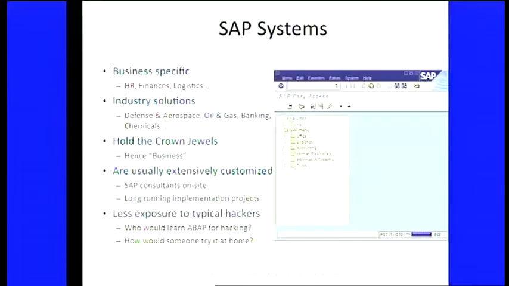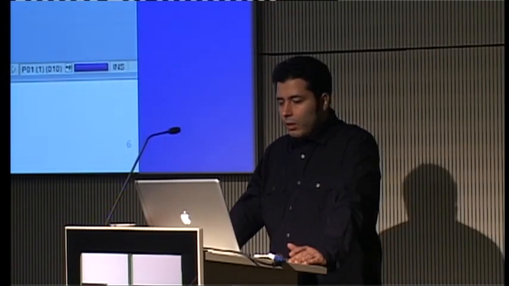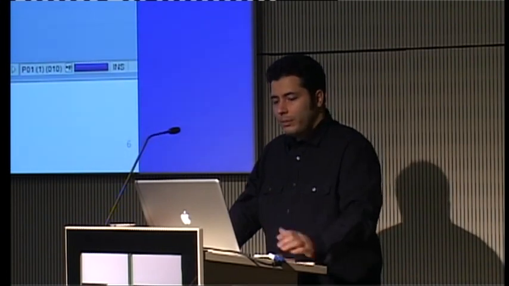So now coming to the SAP systems. These systems are business specific. When we're talking about big logistics systems, HR, finance systems, accounting, this is where the SAP systems are usually located. And SAP's industry solutions, which means defense, aerospace, oil, gas, banking, even chemicals and other industries, there are specific SAP solutions for it. So the target area is pretty interesting for many people, in my opinion. And these systems hold the crown jewels. That's why they are called the business systems. Honestly speaking, from my experience, if there's an SAP system in the company, it's usually the most important system and nothing else matters that much.